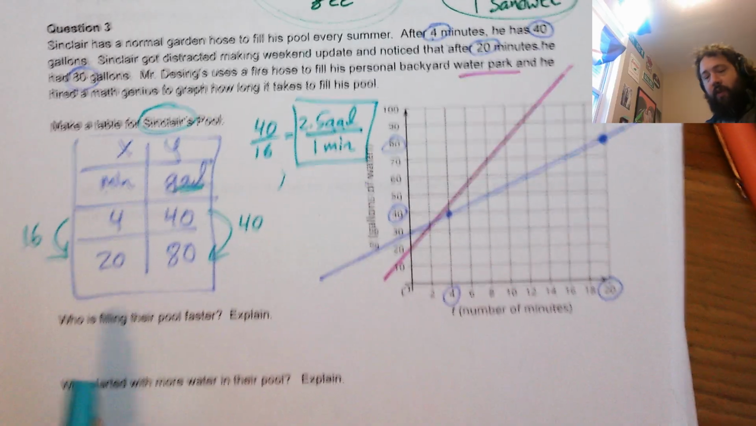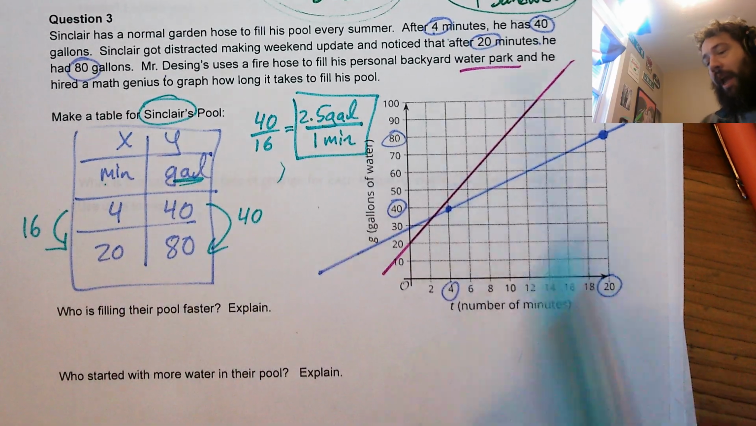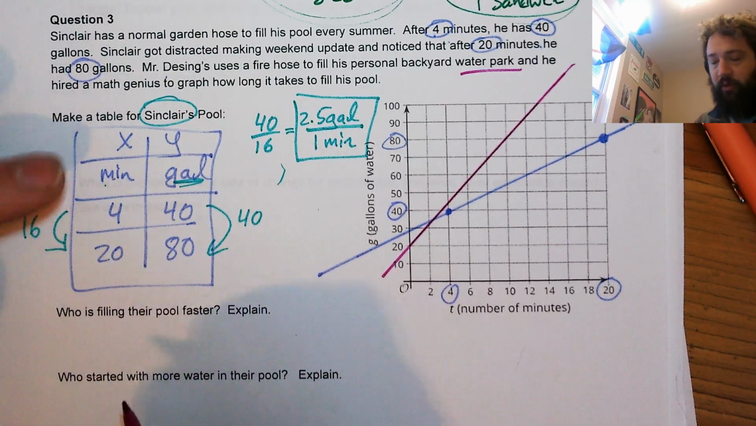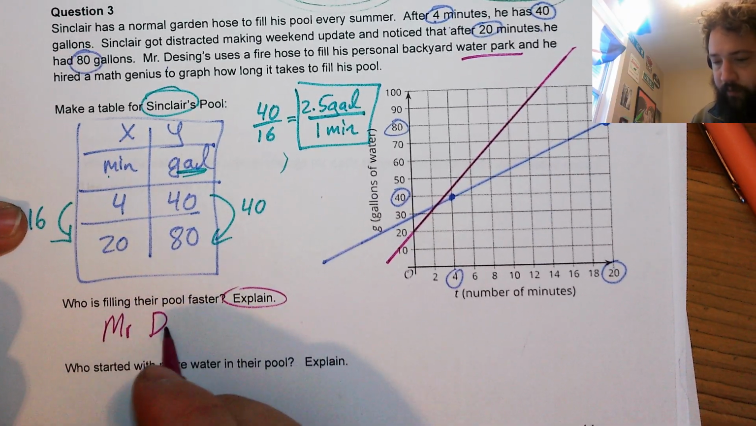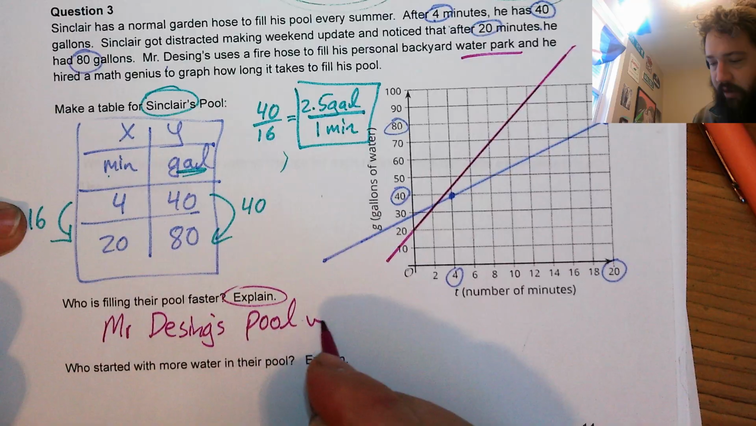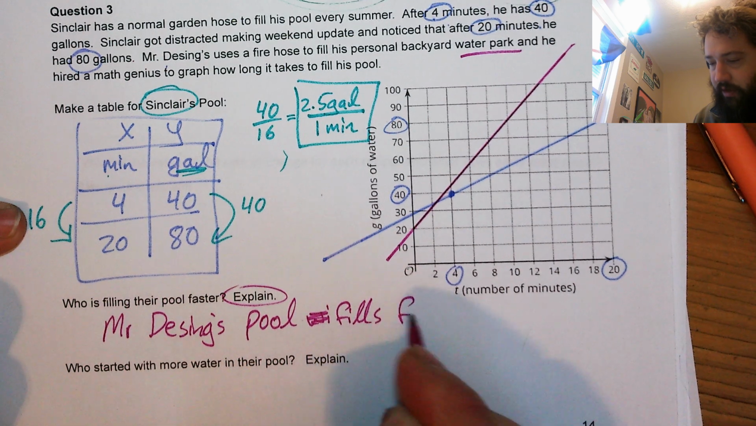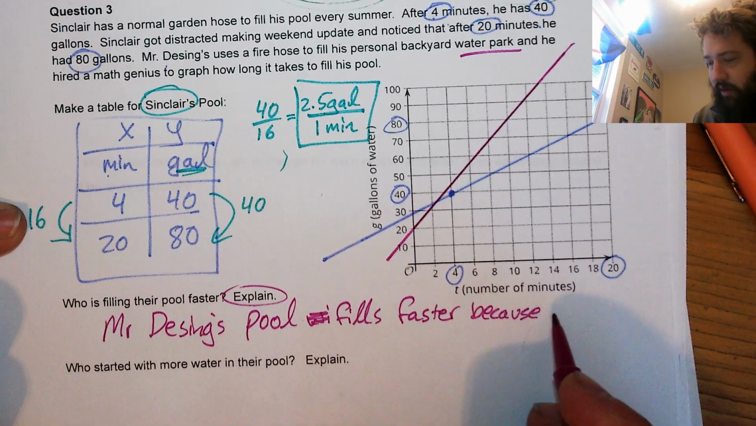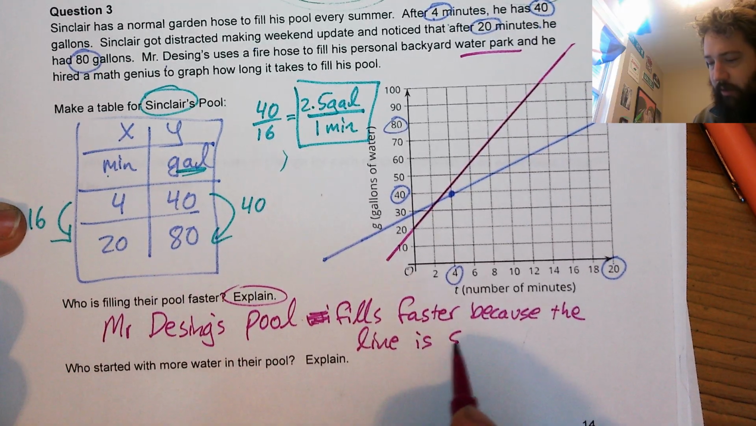All right, who is filling the pool faster? Well, faster is a rate, and we haven't computed Deasing's rate, but I actually know that Deasing is filling the pool faster because I can explain. So, Mr. Deasing's pool fills faster because the line is steeper.